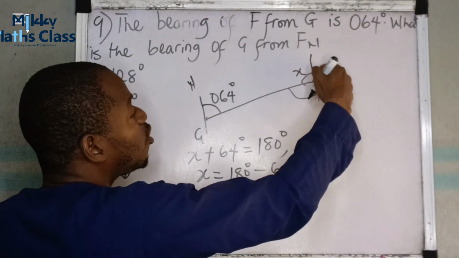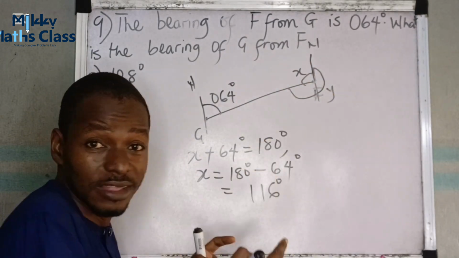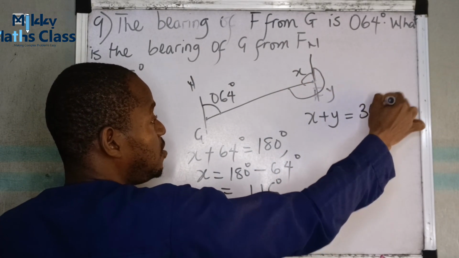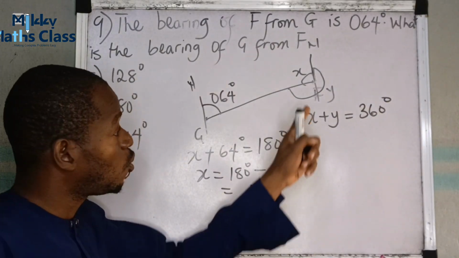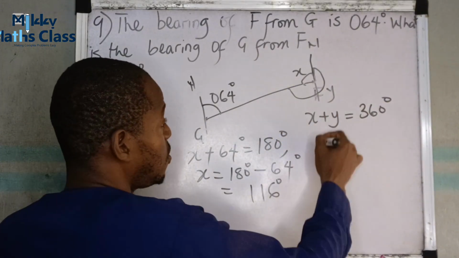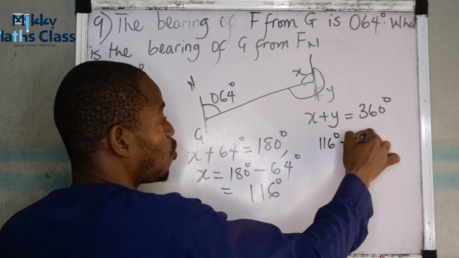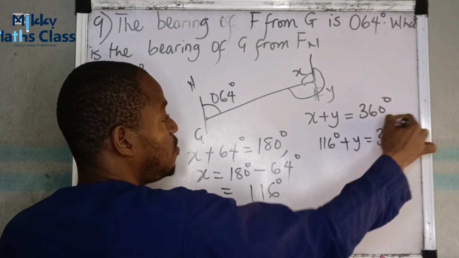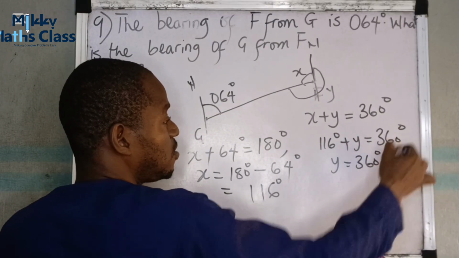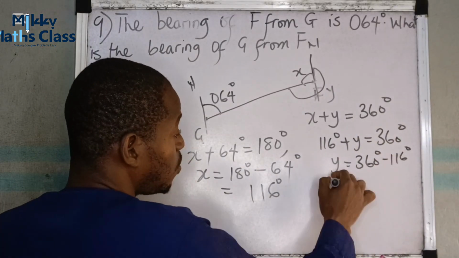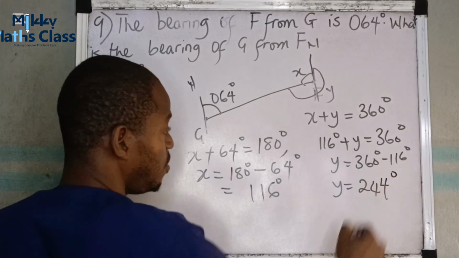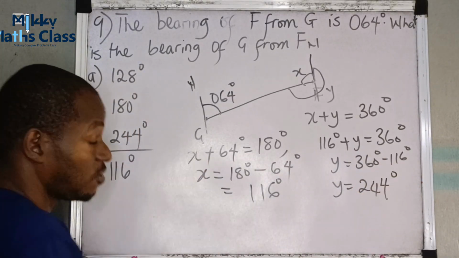Now this is angle at a point, and the sum of angles at a point, X plus Y, sum up to 360 degrees. Since we already have our X to be 116, we say 116 degrees plus Y is equal to 360 degrees. So our Y will be equal to 360 degrees minus 116 degrees. When we subtract that, our Y will be 244 degrees, which is option C.